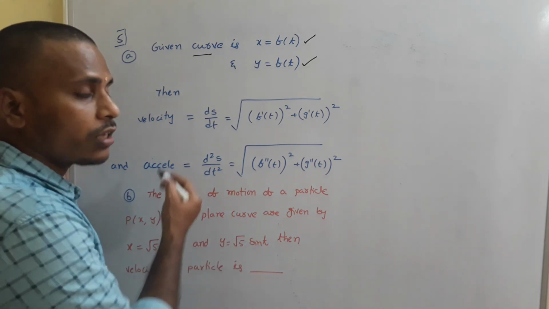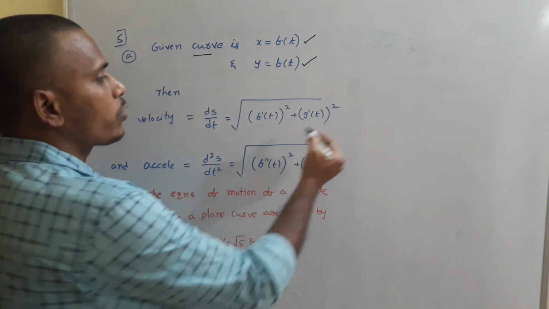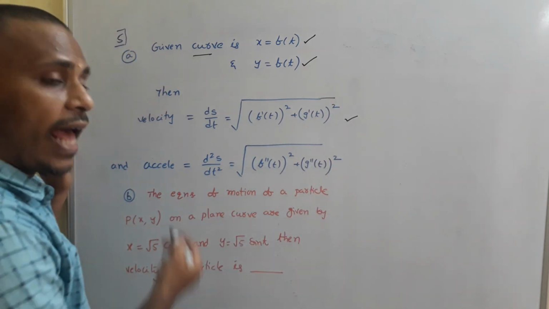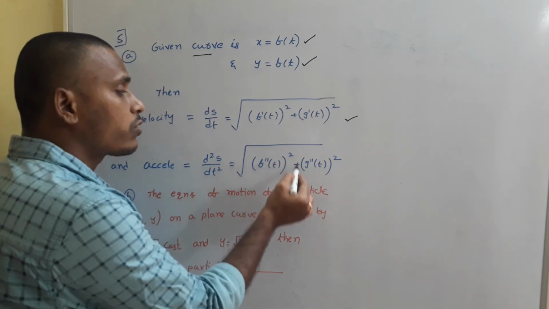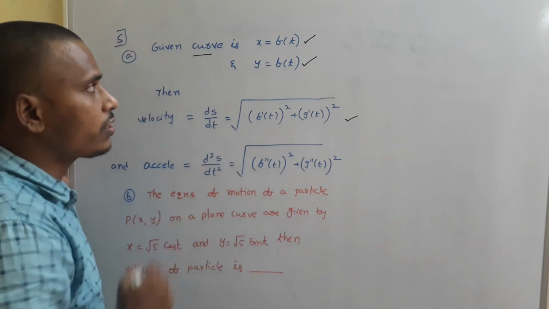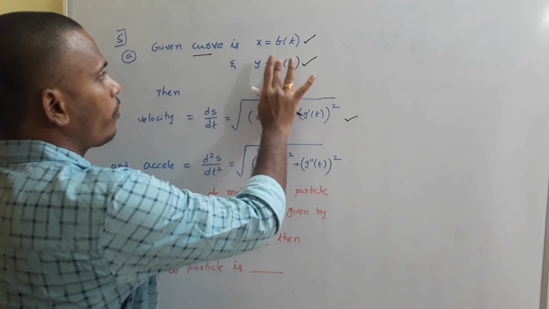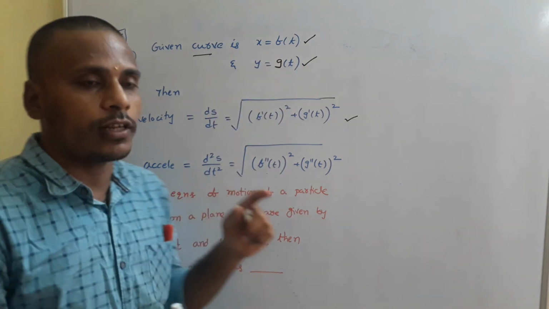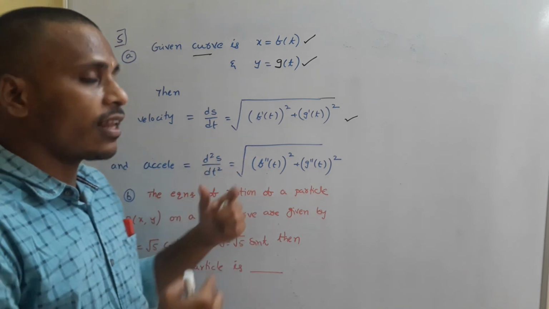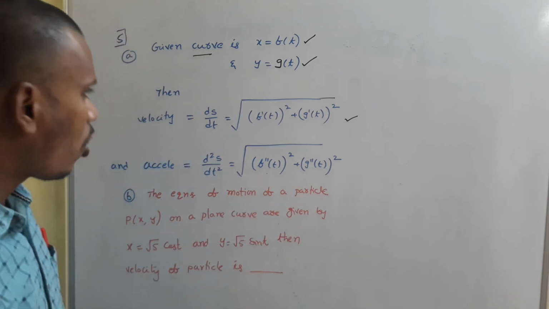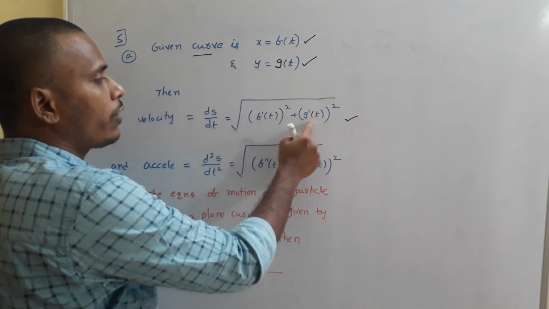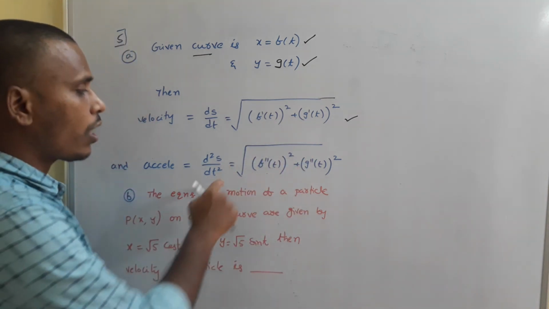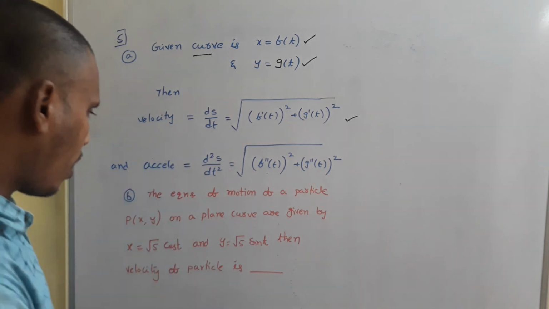In this case, velocity ds by dt is simply the square root of f dash t whole square plus g dash of t whole square, and acceleration is the square root of the second derivative whole square plus the second derivative whole square for the functions f and g. One more thing: x is f of t and y is g of t. So the sum of the squares of the first derivatives under the square root gives velocity, and the sum of the squares of the second derivatives under the square root represents acceleration. Now we go with the problem.